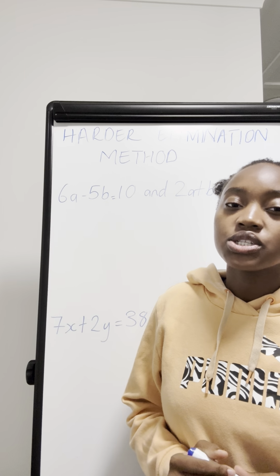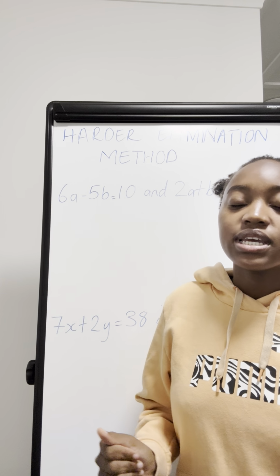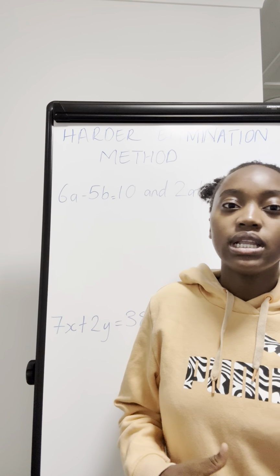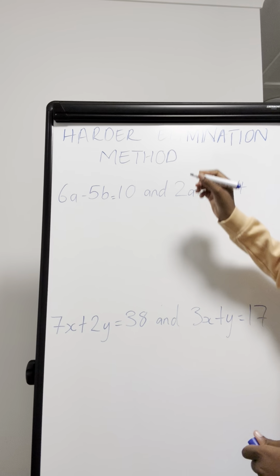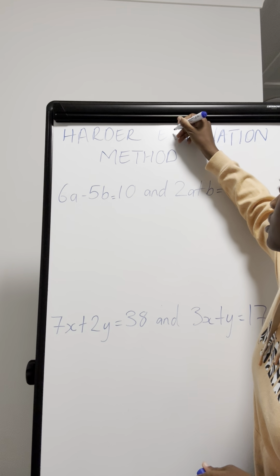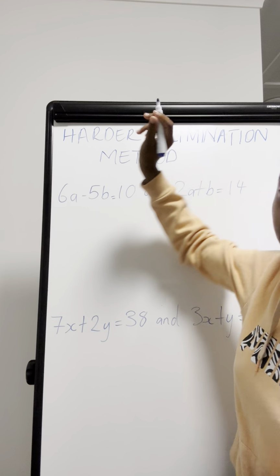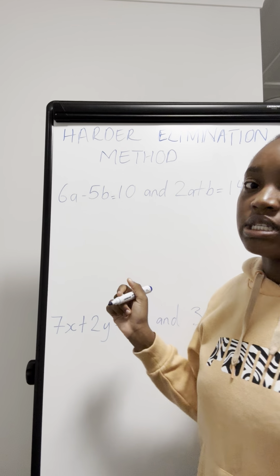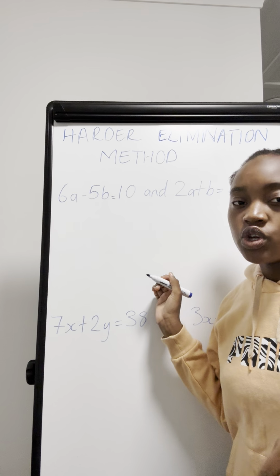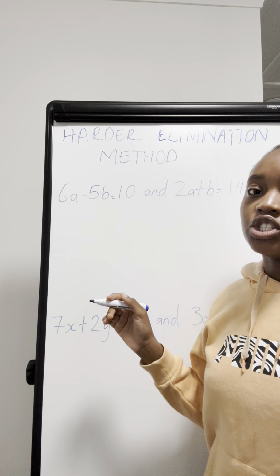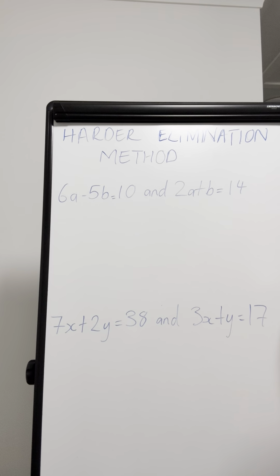So today we're still doing simultaneous equations. Today we're only learning the harder elimination methods. So this is a harder version of the elimination method. If you remember, I think I have 2 examples of elimination methods on how we do it.